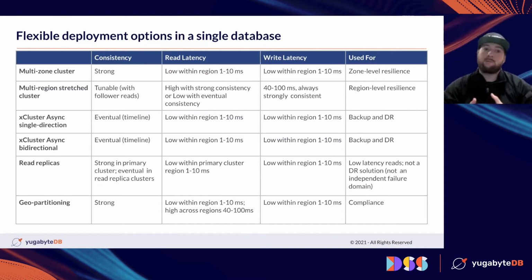The last is geo-partitioning. So you're back to that really strong consistency, that ACID compliance, and you have that low read and write latency local to the data. But if you want to read data across from different regions, you're going to incur that really high latency for both the reads and the writes. And normally what we see this used for is compliance requirements like GDPR.